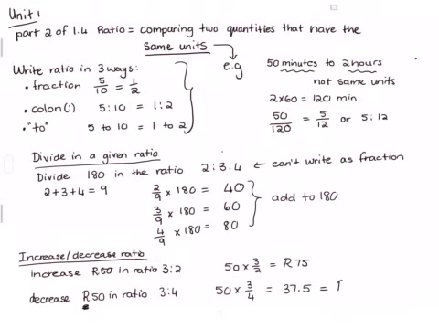So if we write this as rands, you cannot write 37.5 rands. You have to write 37.50 to get it as rands and cents.